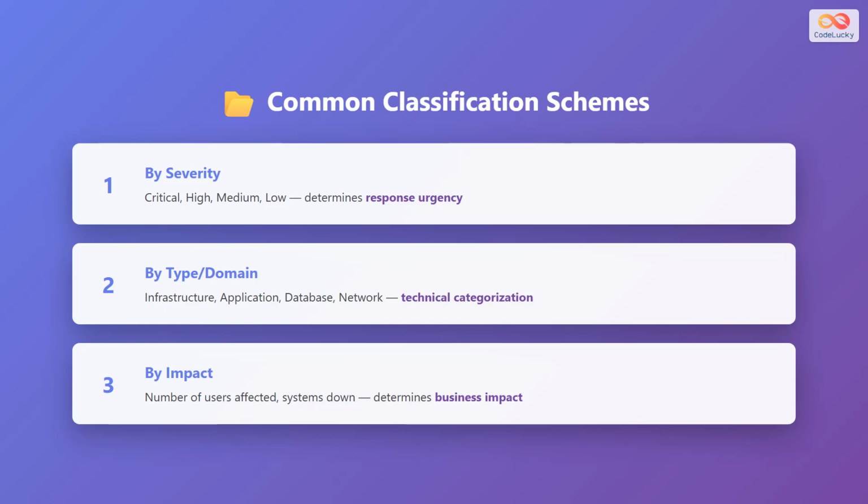There are three common ways to classify incidents. The first is by severity, which uses levels like critical, high, medium, and low. This determines how urgently we need to respond. The second is by type or domain, which categorizes incidents as infrastructure, application, database, or network issues. This tells us the technical area affected. The third is by impact, which measures how many users are affected and which systems are down. This helps us understand the business consequences of an incident.